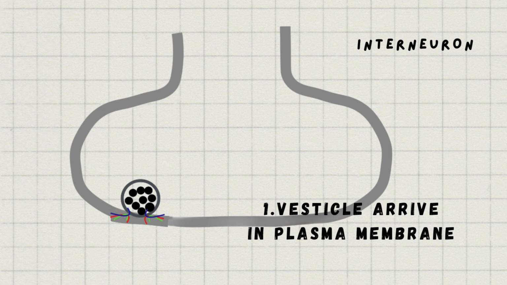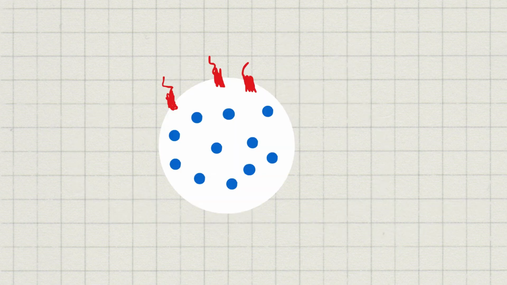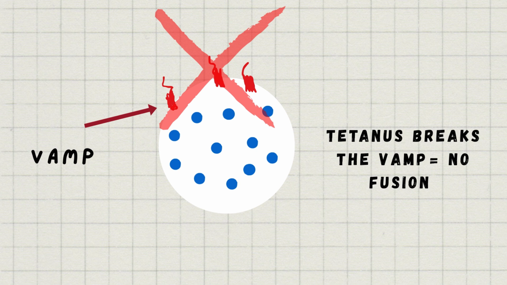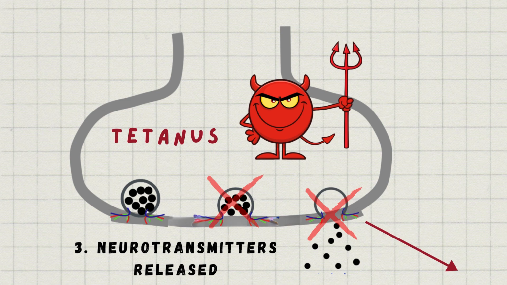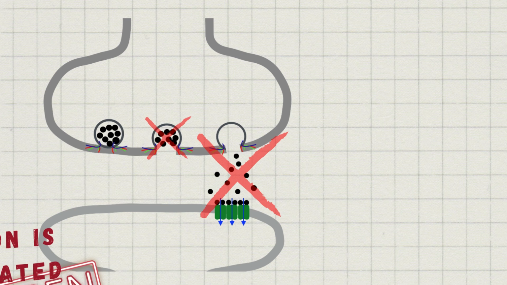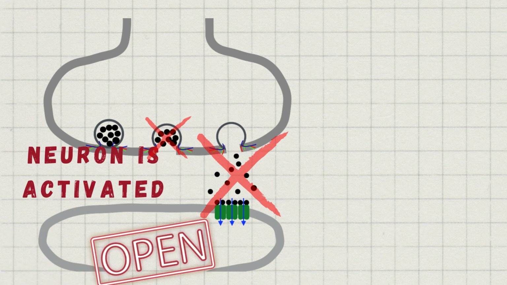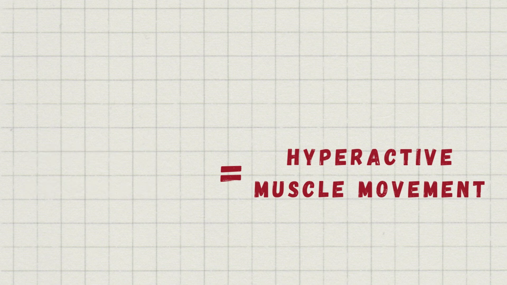But now we're going to look at what happens when tetanus attacks. So now vesicle fusion with the membrane cannot happen. This is because VAMP has been destroyed, and with no VAMP, there is no fusion. And with no fusion, that means no neurotransmitters released. Now the neuron is activated and open because the inhibitory neurotransmitters did not get used. Now there's hyperactive muscle movement, which is bad.